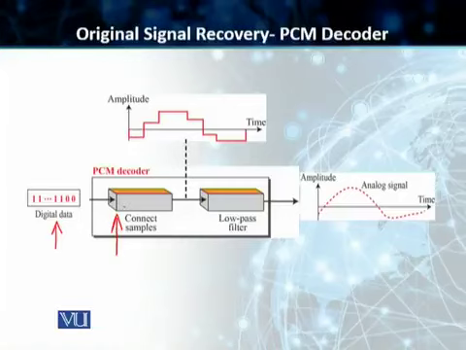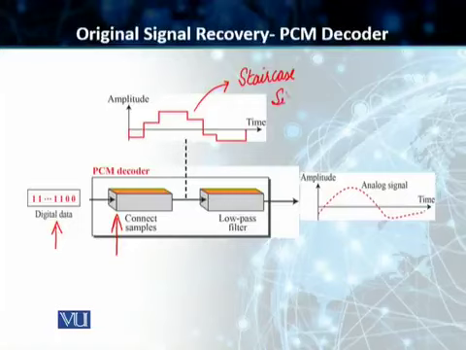Students, the samples, the codes that we receive, are used to make this signal on the top, and this is called a staircase signal. So students, the PCM decoder's first component, which is there to make and connect samples, actually holds the different pulses until all the pulses are received and the staircase signal that you see on the top is complete.